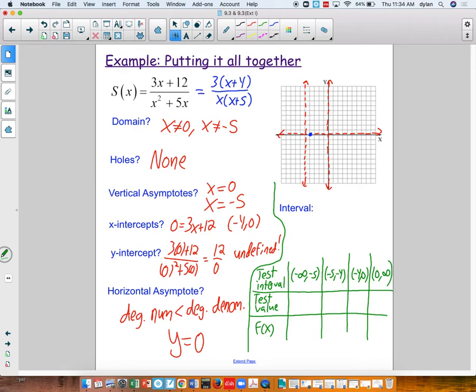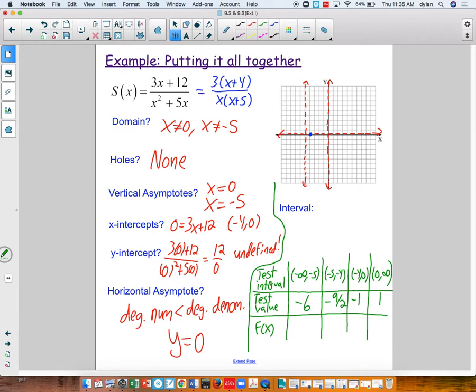So within each test interval, we're going to test a value. I usually just try to pick as simple ones as possible. So from negative infinity to negative 5, I might just test negative 6. From negative 5 to negative 4, I might test negative 4.5, or in other words, negative 9 halves. From negative 4 to 0, I'll probably just test negative 1. And from 0 to infinity, I'd probably just test positive 1.